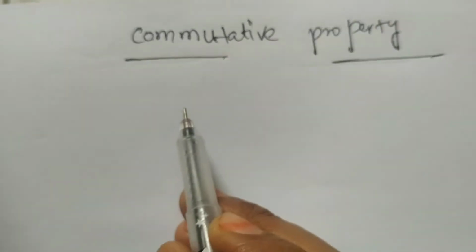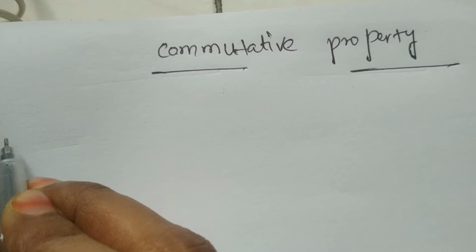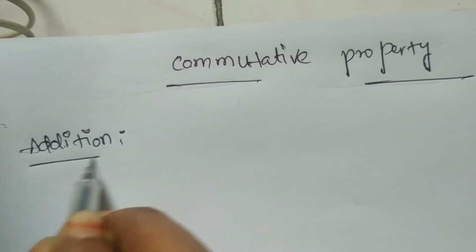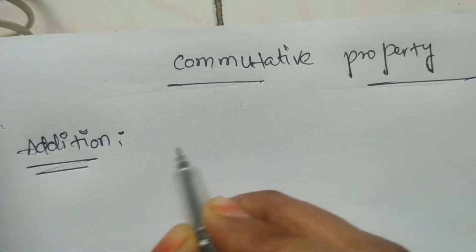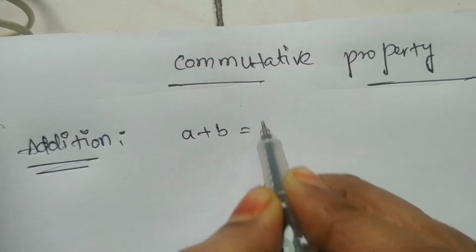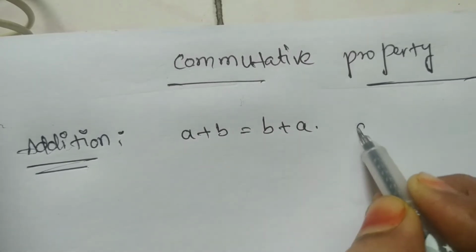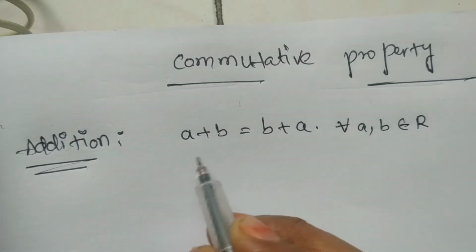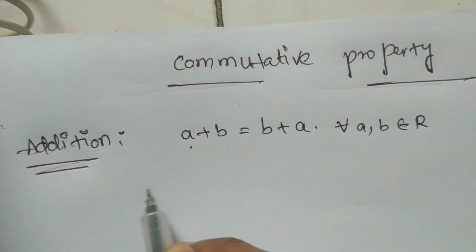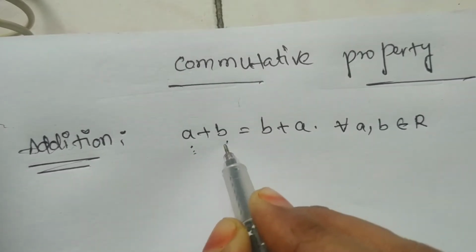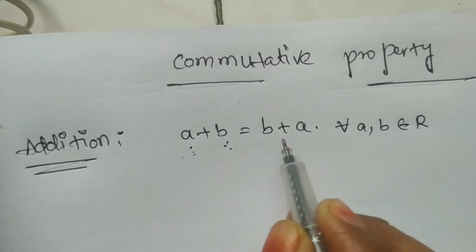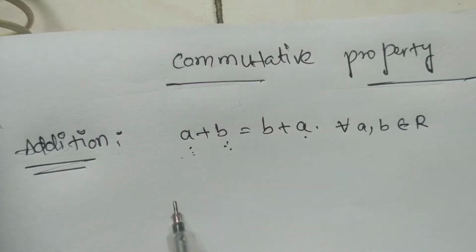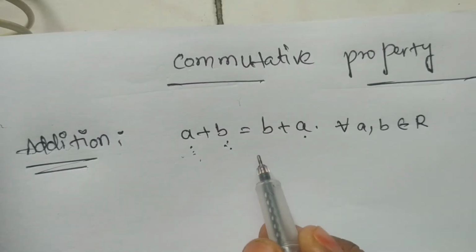Today's topic is the commutative property. So, commutative property under addition. It states that a plus b equals b plus a, where a and b belong to R. So for all a, b belongs to R. If we take two real numbers a and b, adding these two real numbers, the result will be the same even if we change the order of these two real numbers. This is called the commutative property on addition.